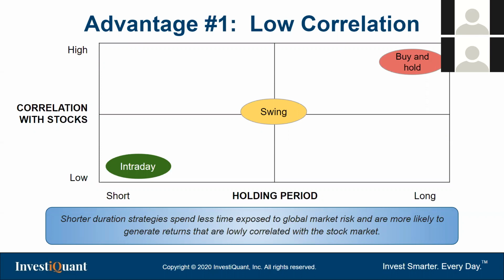But what we focus on, and what we've found to be more beneficial, at least for our style, is intraday trading, which is a short duration strategy. So it has extremely low correlation with stocks due to the very short time period that it's in the market. Shorter duration strategies don't spend very much time in the market, and if you're not in the market for very long, then you're not going to be exposed to the risks that take place in all of the markets. And that can help you to generate returns that are not correlated with the market.